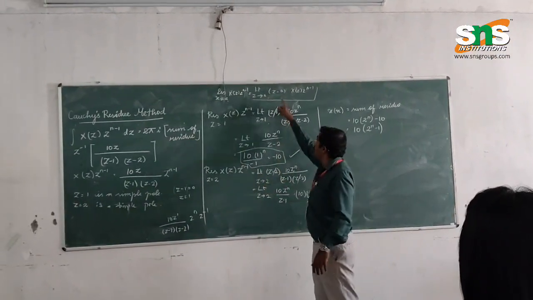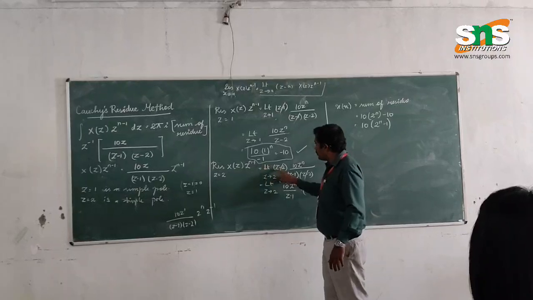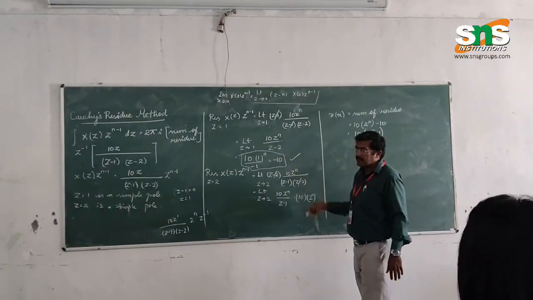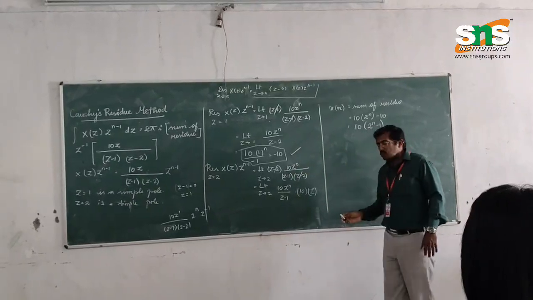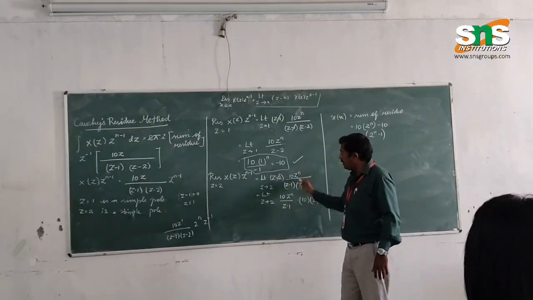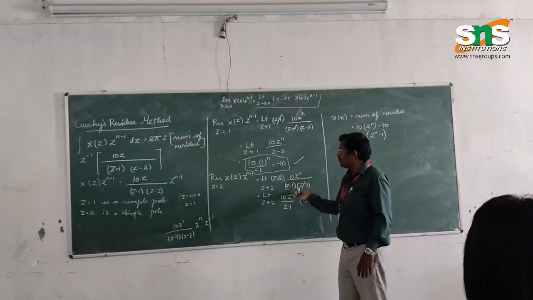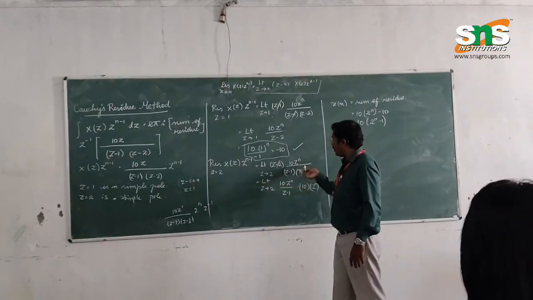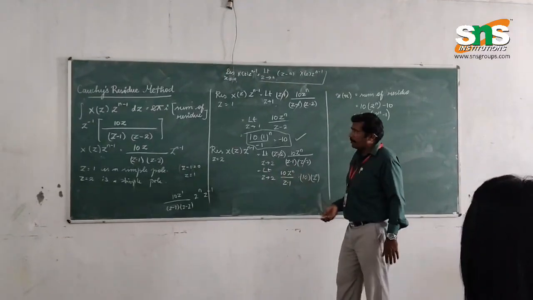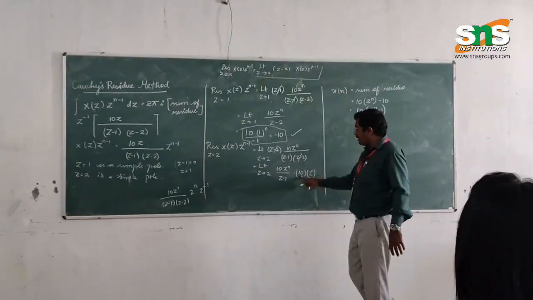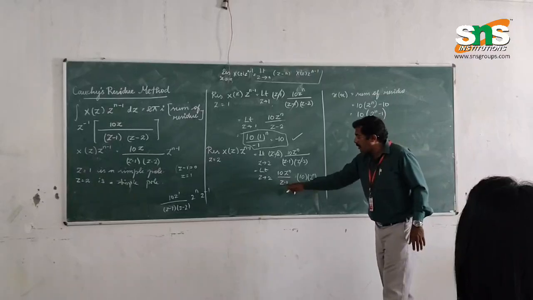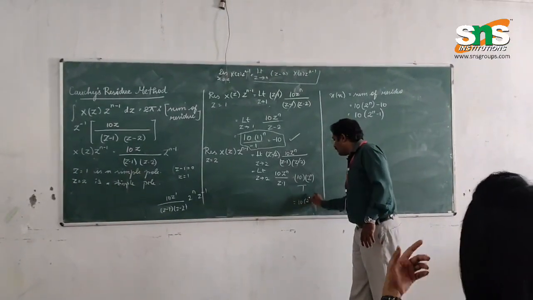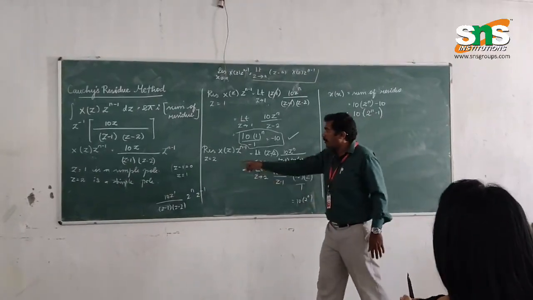Limit Z tends to 2, Z minus A, and A is 2 here, so Z minus 2, and this is your function. You can cancel Z minus 2 in the numerator and denominator, so you get this result, the balance terms. Now wherever you have Z as 2, you have 10 into 2 power n. After cancelling you get this step. Then when you substitute Z equal to 2, you get 10 into 2 power n by 2 minus 1, which is 1. So this is 10 into 2 power n, the residue when Z equal to 2.